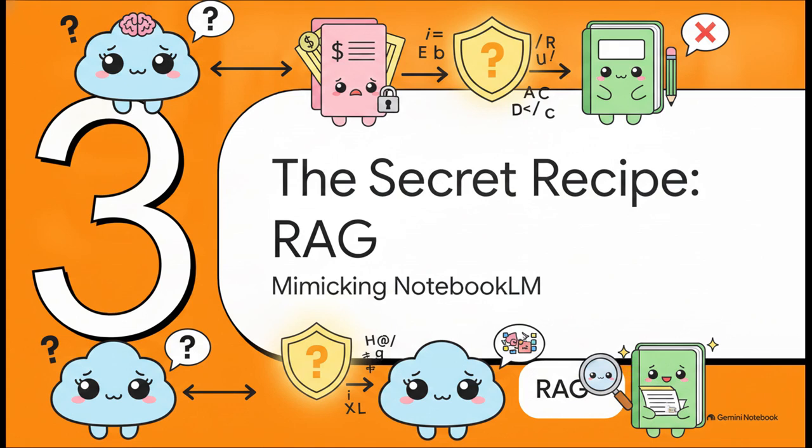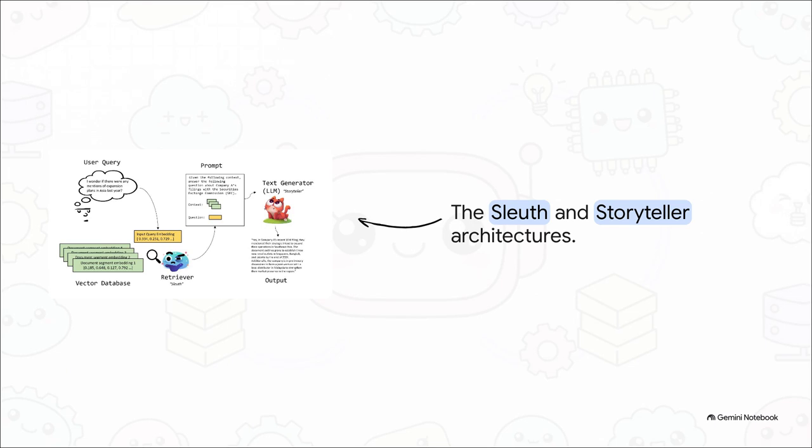Section 3. The Secret Recipe, RAG, mimicking Google's Notebook LM. But here is a massive challenge engineers faced. An LLM only knows what it was trained on. So how do you get an LLM to answer highly specific questions about your own personal documents, like a company's private financial reports, or maybe your own study notes, without it just wildly guessing or making things up?